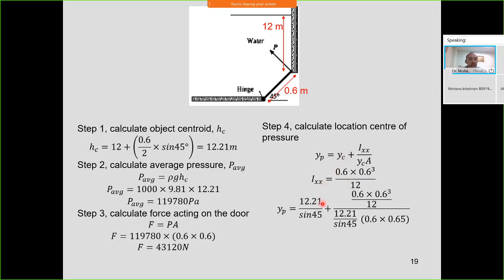But for the y_c, okay, y_c is 12.1 over sin 45. y_c is the incline length from the water surface until this point, inclined. Okay, 12.1 over sin 45 plus I, the normal calculation, over h_c A. Okay, h_c again, and A is 0.6 times 0.6, so you can simplify here. Okay, can you understand for this case? By calculating it, you got y_p equal to 17.27 meter from the surface.